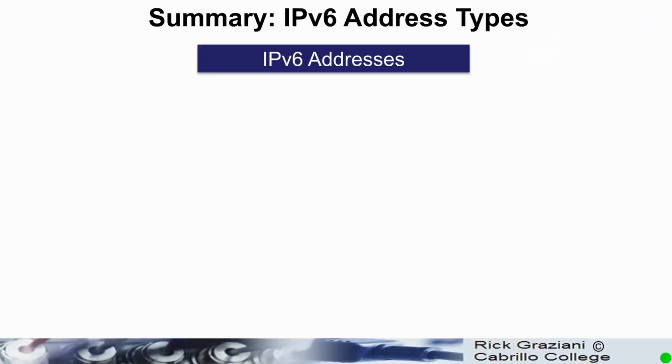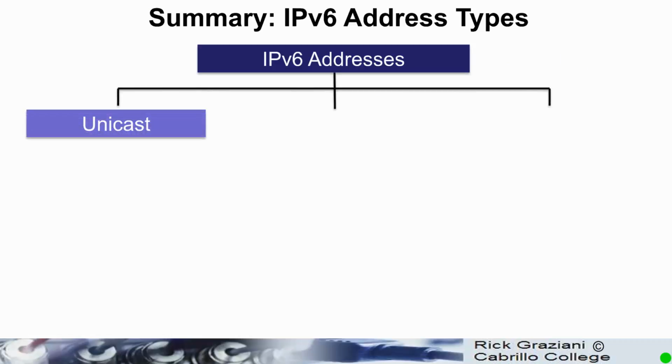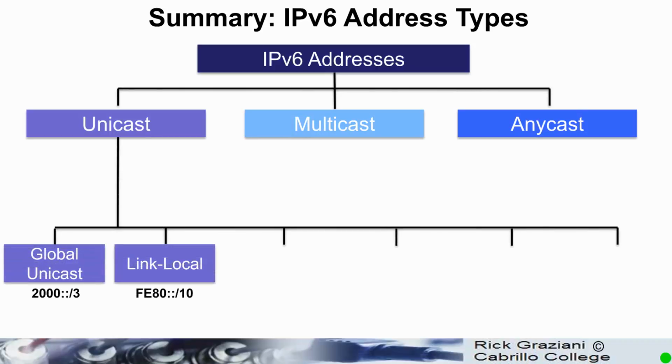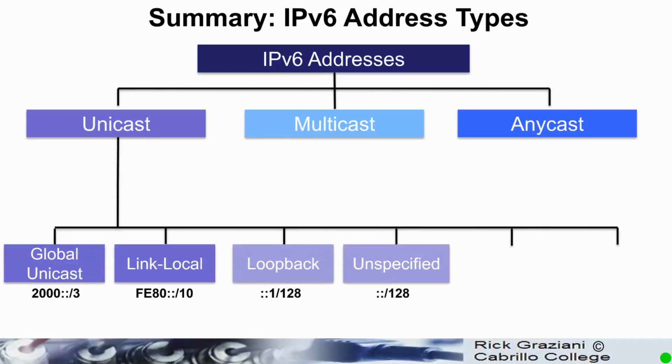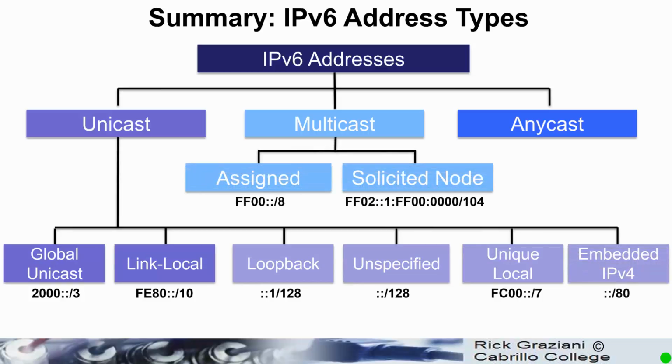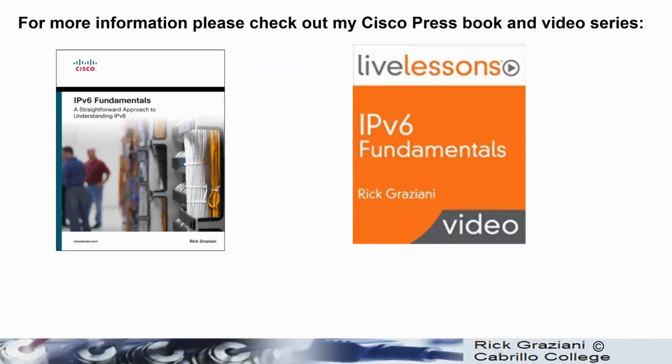So in summary: unicast, multicast, anycast. Again, global unicast, link local, loopback, unspecified, unique local, embedded. We talked about assigned and solicited. We also talked about anycast. We also laid out where all of them are going to be.